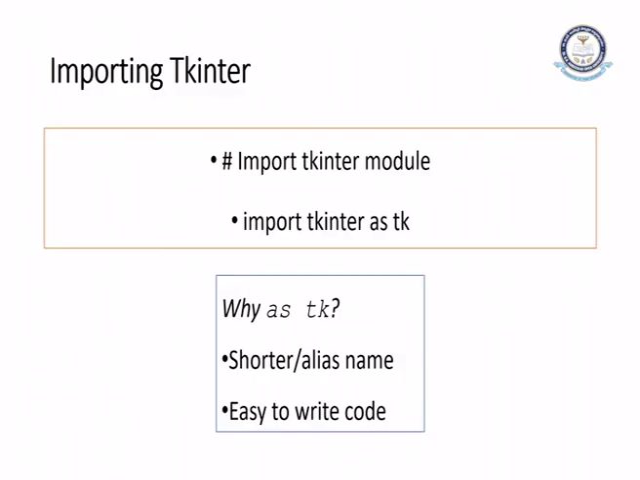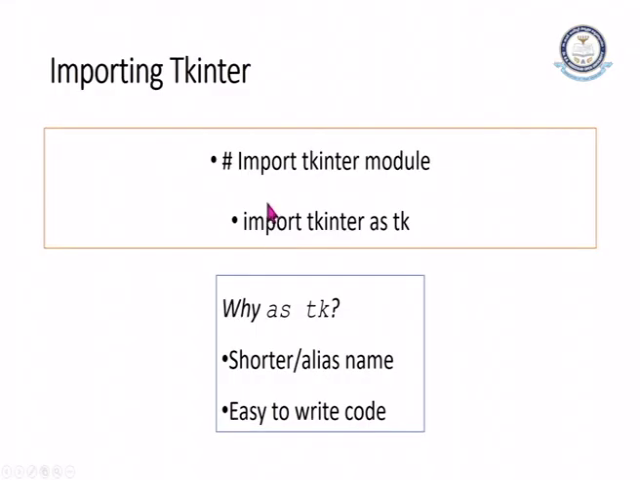Then how to write the code to implement this. Observe here, I am writing the code to import Tkinter. This is a comment line. If you want to write any comment line, it should start with the hash symbol. The comment line is not executed by the interpreter. That is for the user's purpose, to understand the nature of the particular statement.